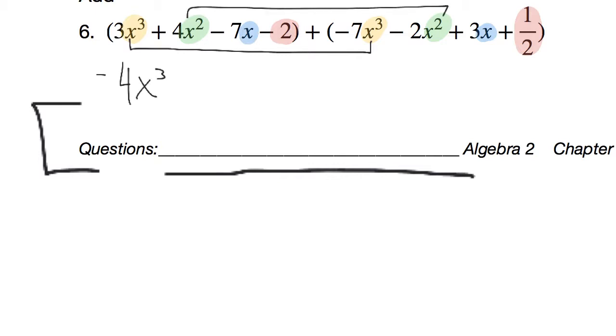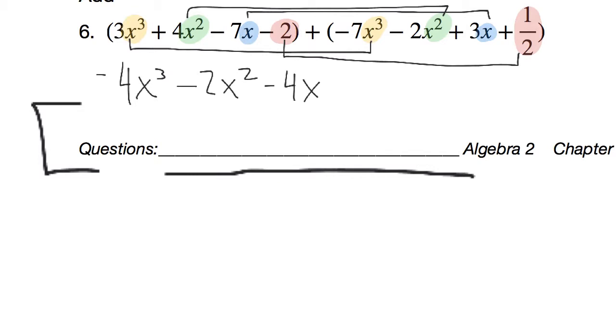The green ones are x squareds. 4x squared minus 2x squared gives you negative 2x squared. Negative 7 and positive 3 gives you negative 4x. And negative 2 plus positive 1/2 gives you negative 3/2. There's the answer.